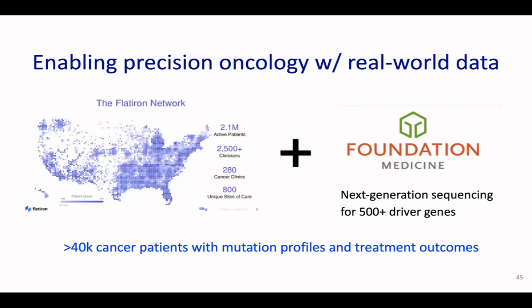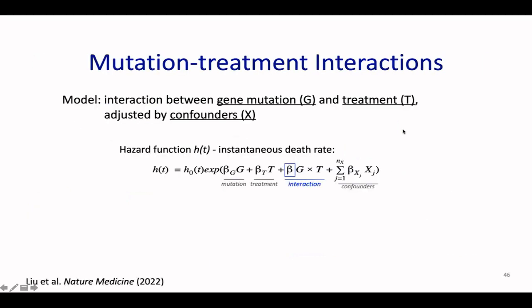As a result, after the matching, we have more than 40,000 patients where we have both their mutation profiles and treatment outcomes. So then we're able to do the analysis to generate hypotheses about what would be the predictive biomarkers for different treatments. To do that, I also want to introduce the interaction model we built, because we want a principled way to evaluate the interaction between the gene mutation and treatments.